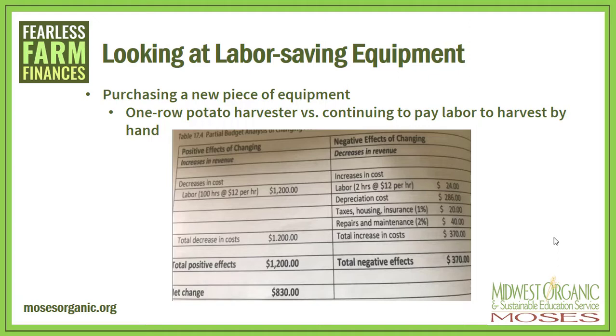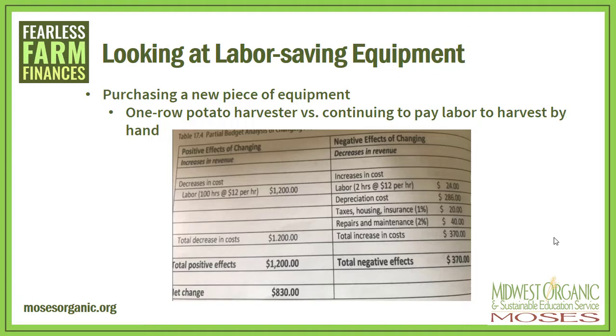At $12 per hour, using the harvester, your labor cost is $24. Paying $12 per hour, you would no longer have $1,200 per acre of hand labor costs if you were to purchase the potato harvester and use it. Notice that we didn't include the cost of the potato harvester itself into this partial budget.